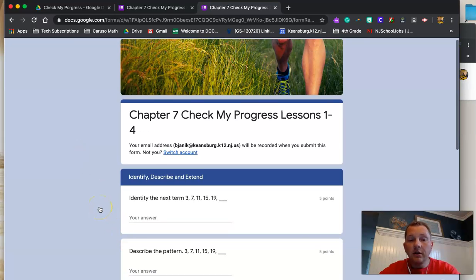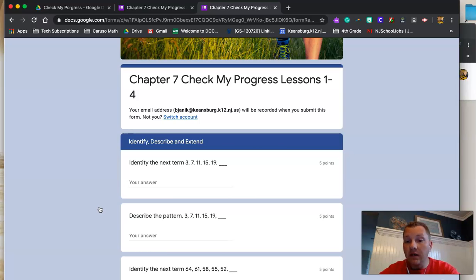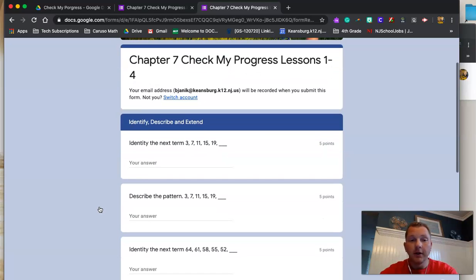For this next section, you're going to identify the missing term and the rule. So for this question, the sequence is 3, 7, 11, 15, 19. What's the next one? Answer.